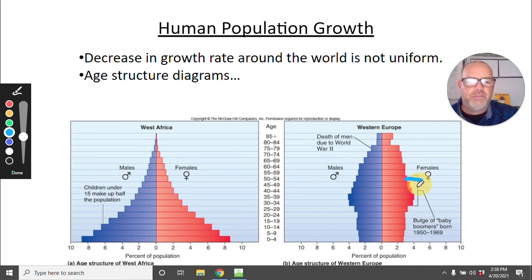And this bulge right here is going to start going up, and it's going to get more top heavy, right? Eventually, this is all going to be up here, and then it's going to be skinny down here. And so you're really going to have negative growth. You're not going to have any growth at all, okay? Kind of interesting, this one right here, death of men due to World War II. Like you can see how the block is much shorter on the men's side than the women's side because of how many died during World War II.